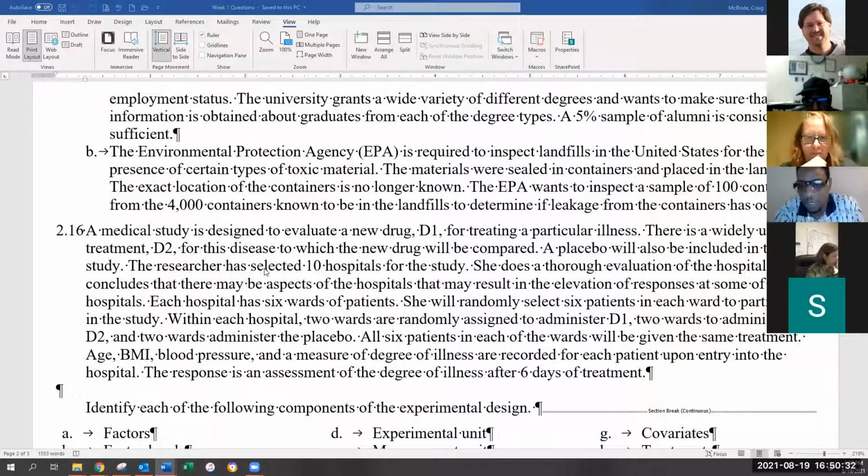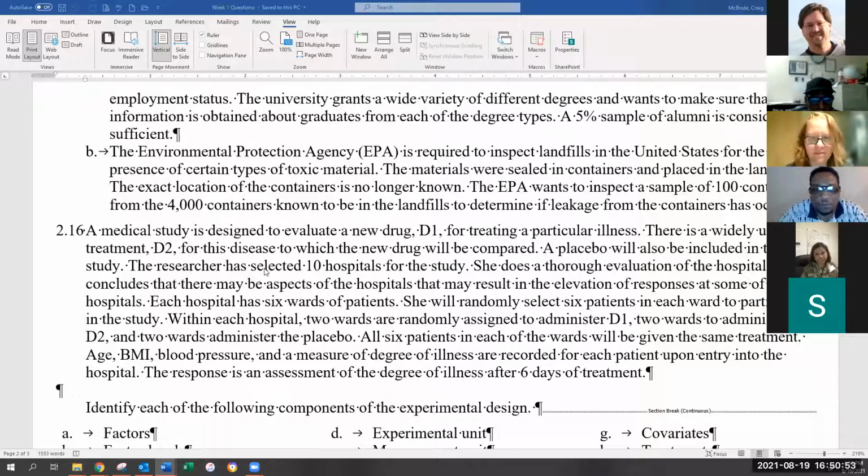Right, I read it wrong. All 6 of those patients are clumped together in one ward, and they're all getting the same treatment. I thought they were receiving 2 different drugs in each ward. Yep. Okay, no worries, thank you. Yep.